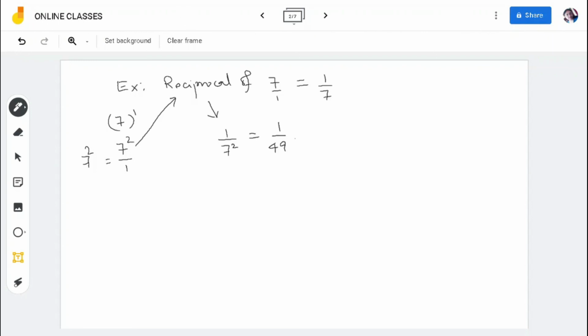So we have learned in this video about the exponential notation of rational numbers and the multiplicative inverse or the reciprocal of exponents. Right, in the next video we will see some examples.